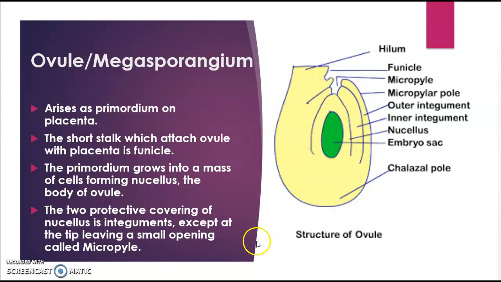If we have to explain the ovule structure, we have the funicle, the point of attachment is the hilum, then two integuments are there, and behind this the nucellus is present. Inside the nucellus the embryo sac is there, and the opening part is known as the micropylar pole or micropyle, and the end which is opposite to the micropyle is known as the chalazal pole.